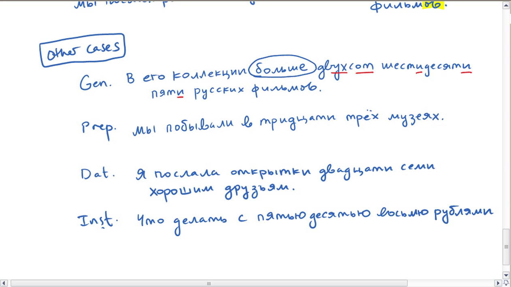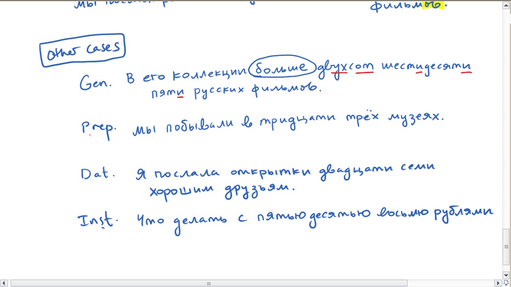And again, you can look in a textbook or online. There's lots of charts that will break down how all of these numbers decline. It's pretty much once you get past 1, 2, 3, and 4, you'll have the nominative and accusative version, the genitive, prepositional, and dative version, and the instrumental version for the most part. There are some exceptions like 40 and 90 and 100, but you can just look that up.